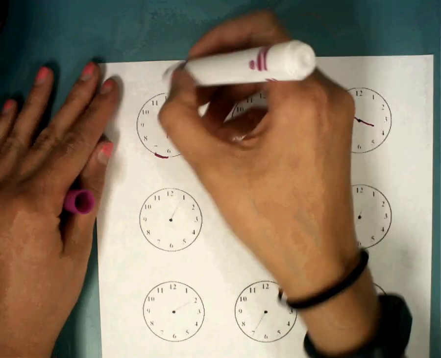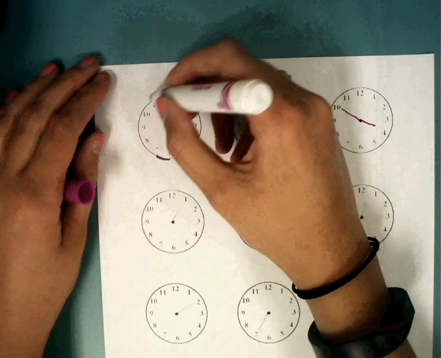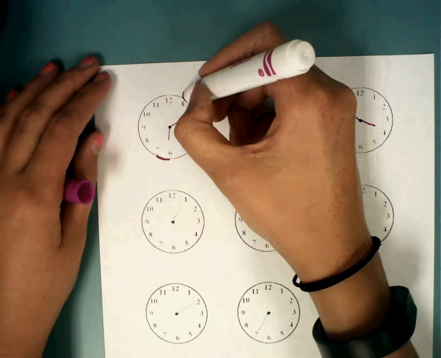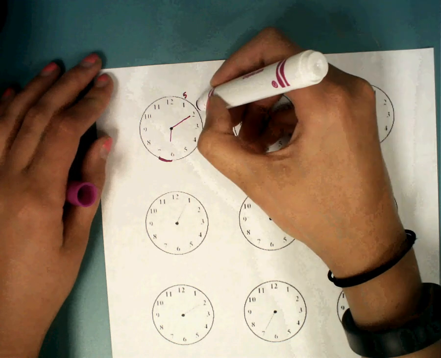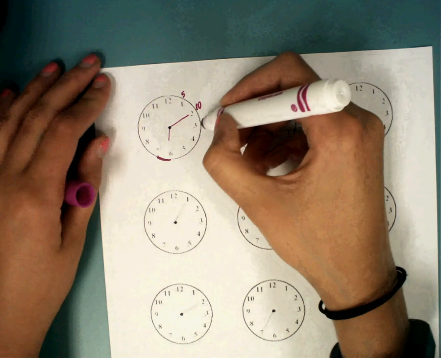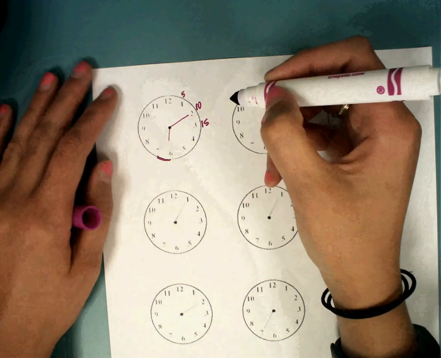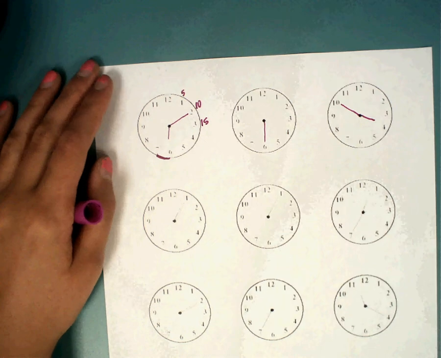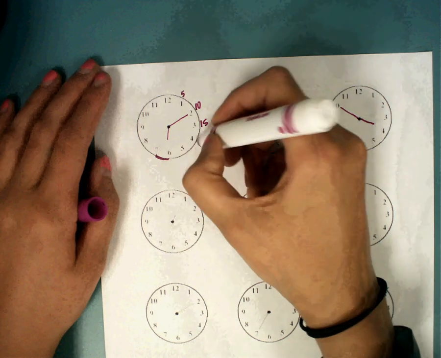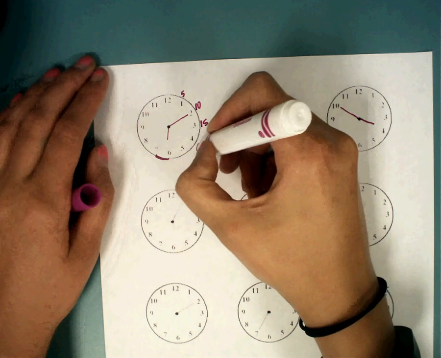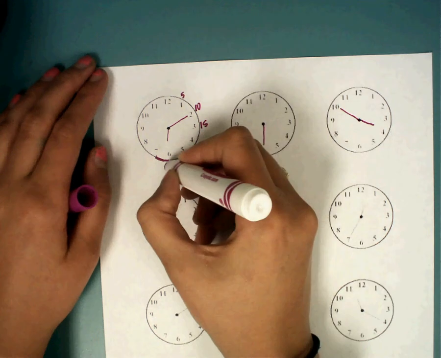So let's go around and let's just label what these numbers would mean as far as minutes go. So that when it's at the 1, it would be what? How many minutes? 5 minutes. When it's at the 2, 10. When it's at the 3, 15. Are you noticing a pattern? What are we counting by? 5. We're counting by 5s. Okay. So 4 would be 20. 5 would be 25. 6 would be 30.